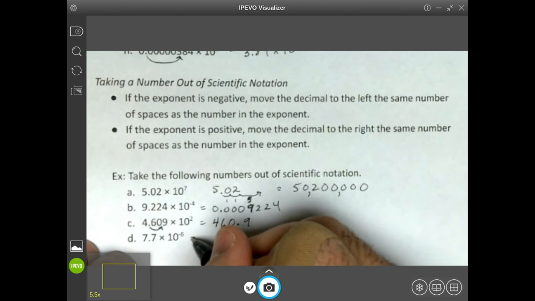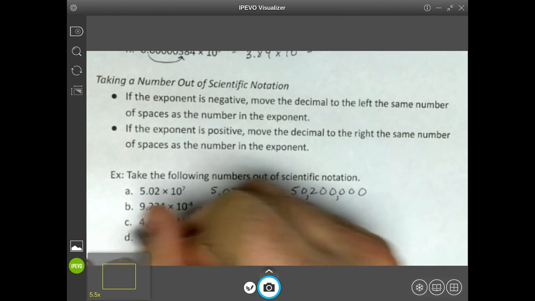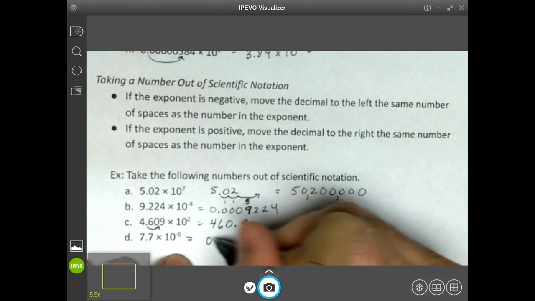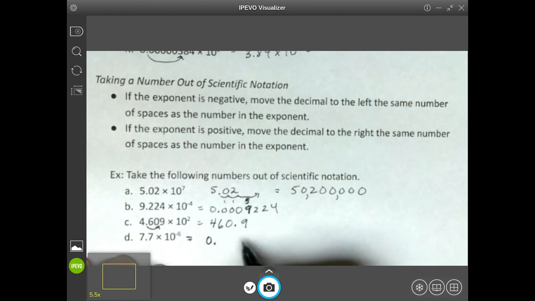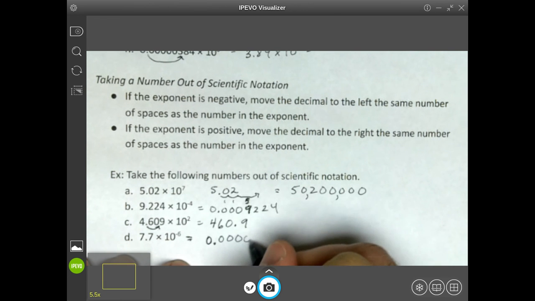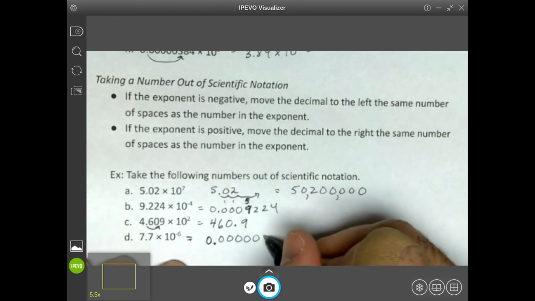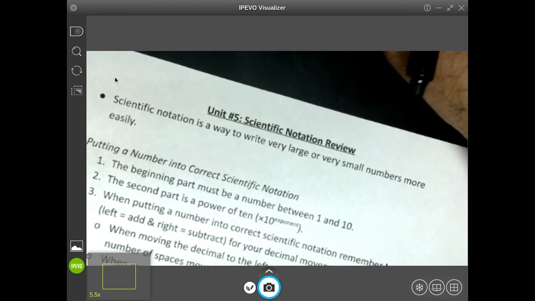7.7 times 10 to the -6. So negative, so if we're taking it out, we're going to do 0 point, so decimal point. Then how many zeros will we need after the decimal point? 5, good. 1, 2, 3, 4, 5, and then the rest of the stuff there. 7, 7. Okay. Questions? Okay.